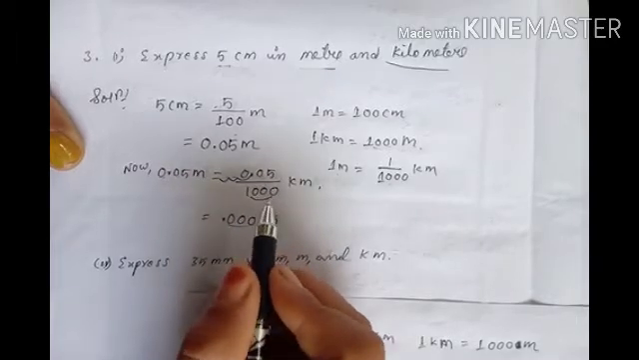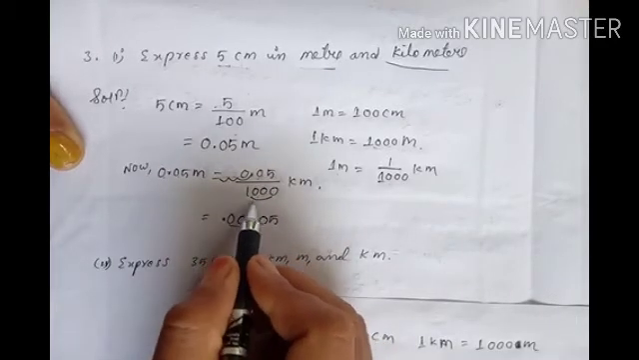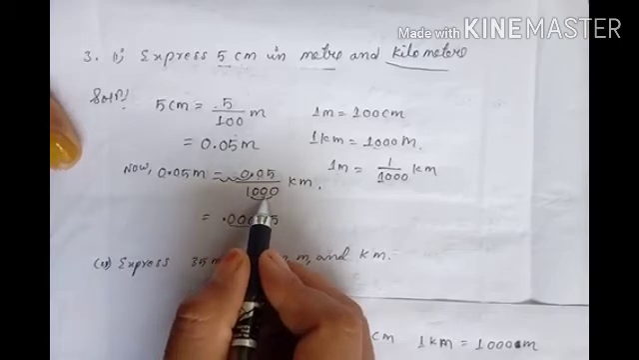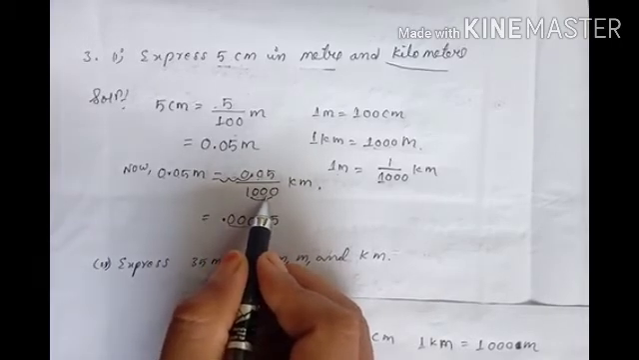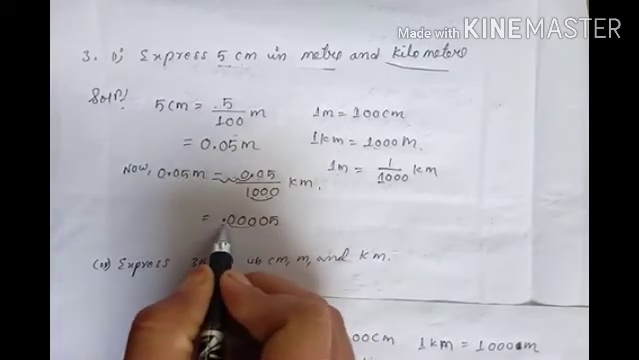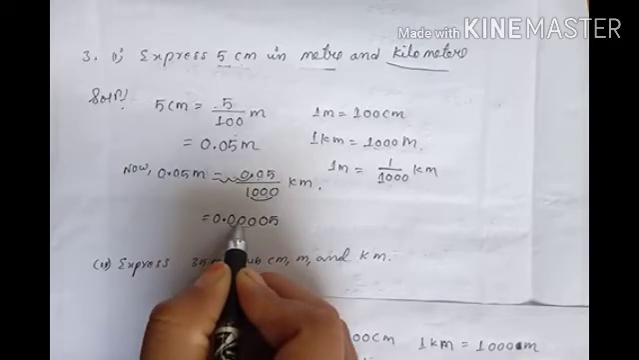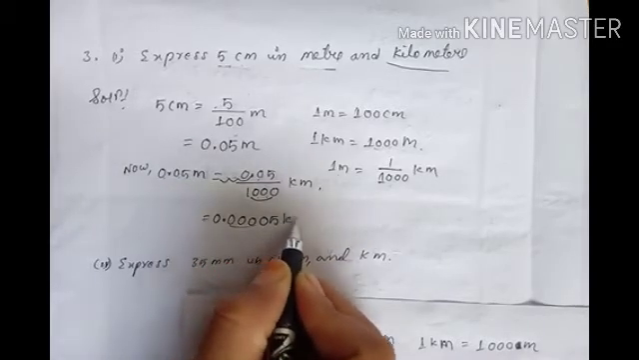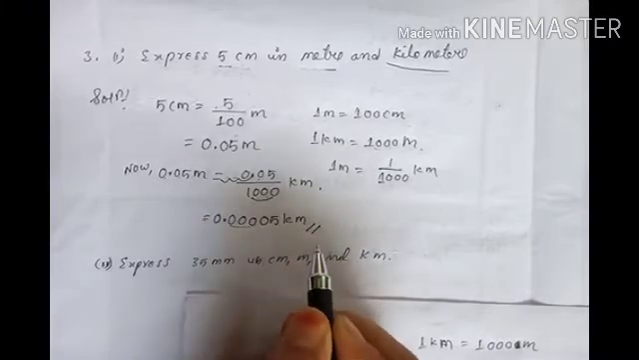Because we know in the previous exercise we have already done this type of question, isn't it? If we are doing divide with 1000, then you will write the decimal. The decimal will move to left hand side how many times? 3 times. So 0.00005 kilometer. So this is your answer.